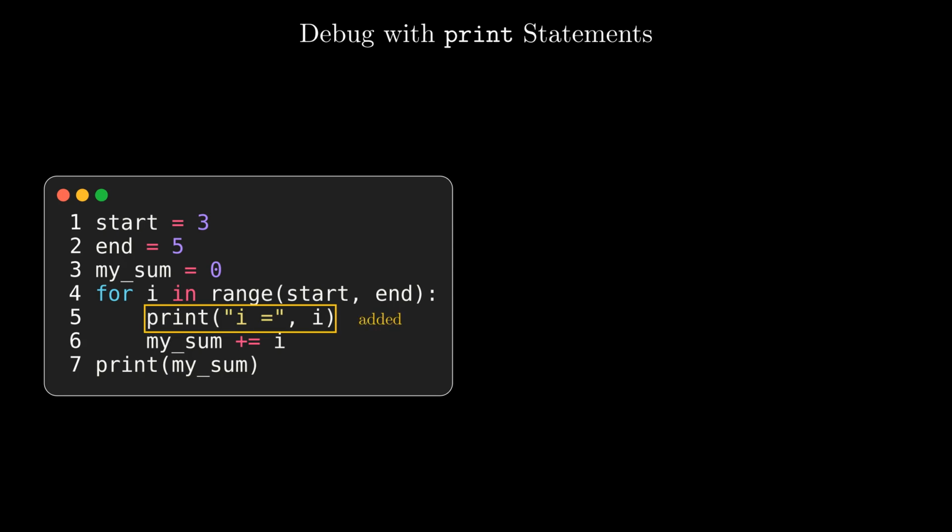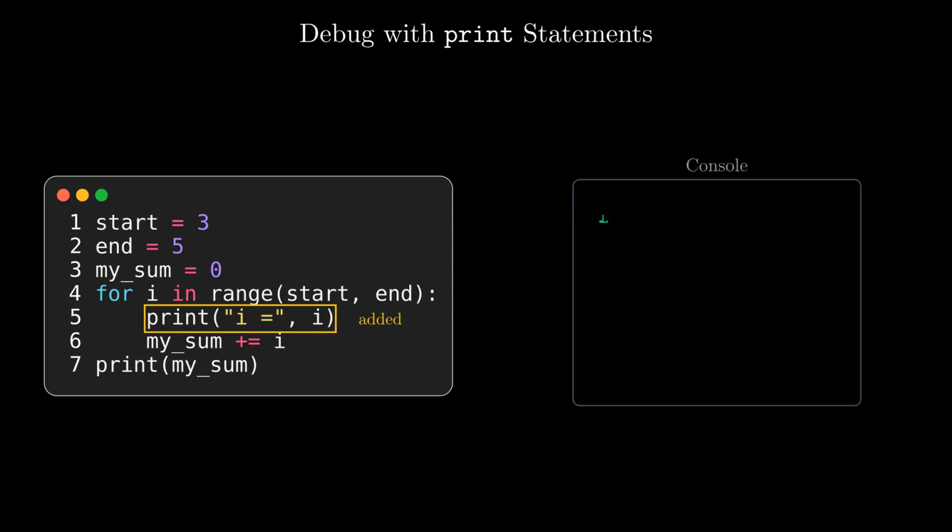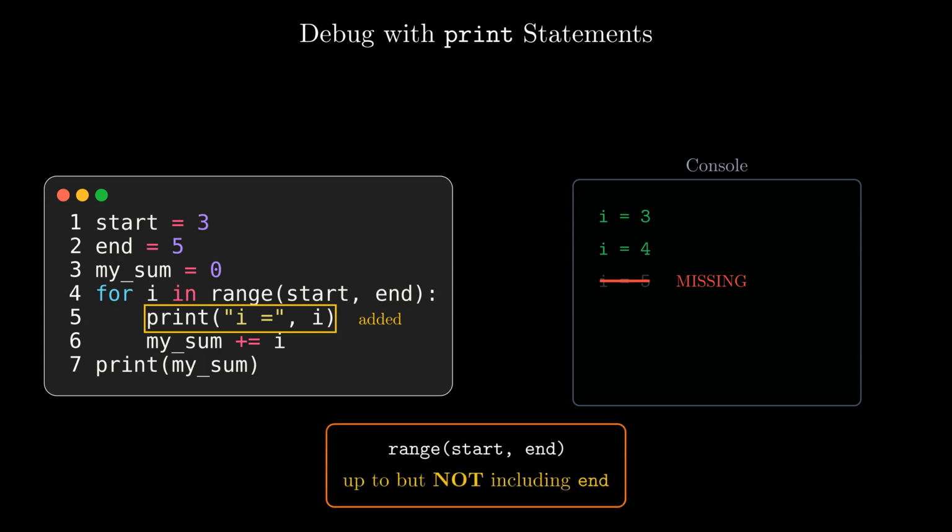We add a print inside the loop that displays the value of i on each iteration. Running the code, the console shows i equals 3, then i equals 4. That's it. Only 2 iterations. 5 never appears. This confirms the problem. Range with 2 arguments goes up to but does not include the stop value. The print statement exposed exactly which values the loop variable took. This is one of the simplest and most effective debugging techniques. When your code gives unexpected results, print the variables you're unsure about.